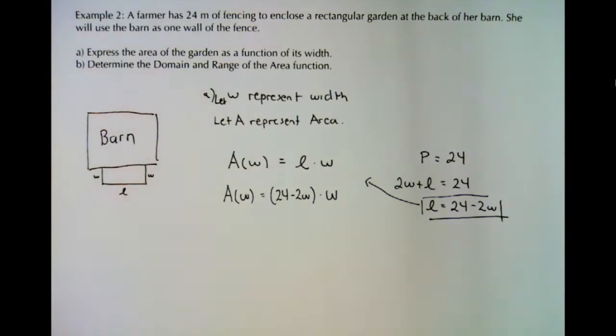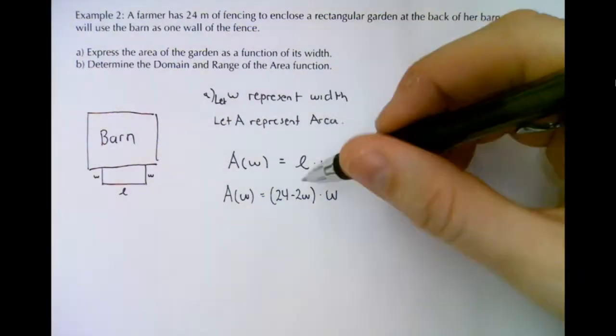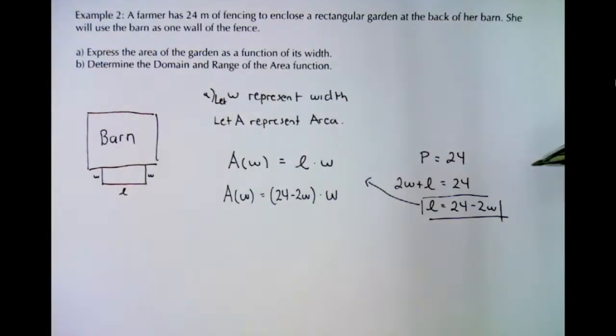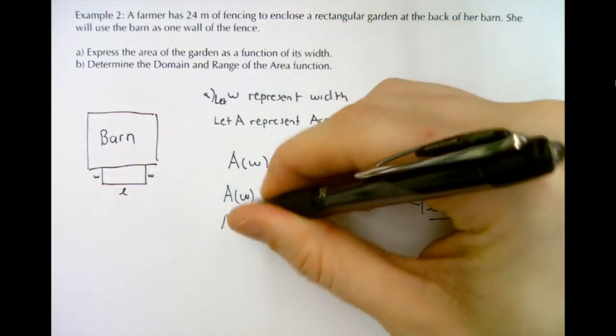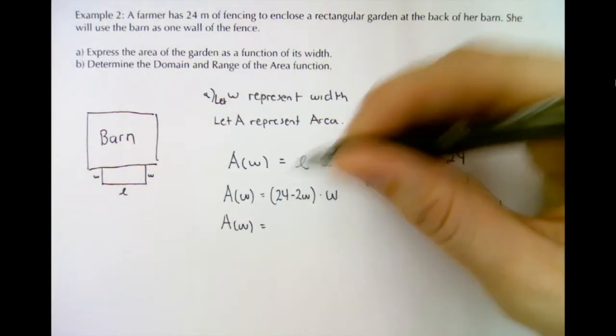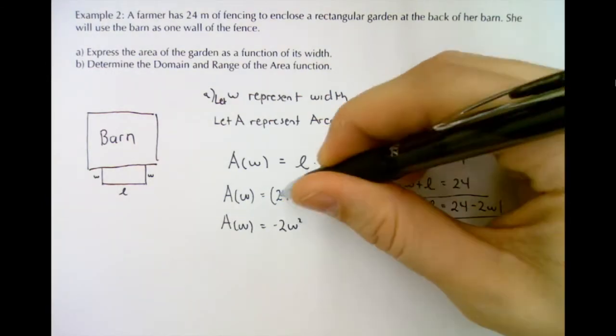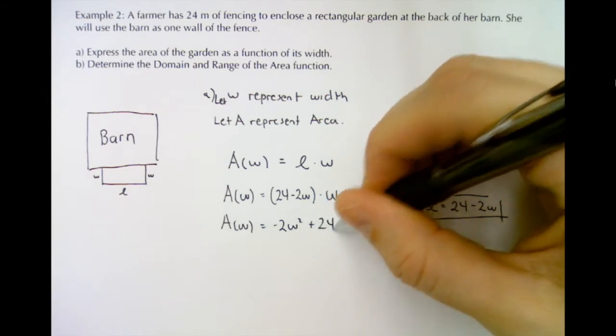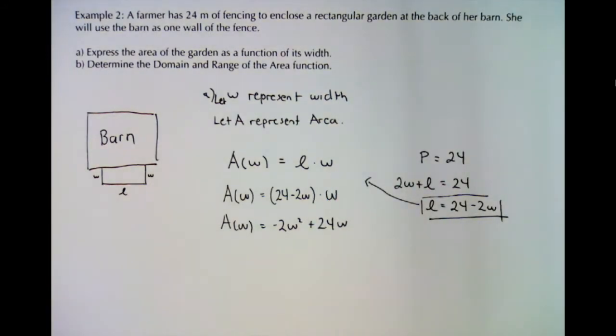So what do we want to do here? Well, this is in a factored form because it's in brackets. If we expand it, we can get it in standard form. So I'm going to do that as one last step. Negative 2W times W would be negative 2W squared, and 24 times W would be 24W. And that's A. Express the area of a garden as a function of width.